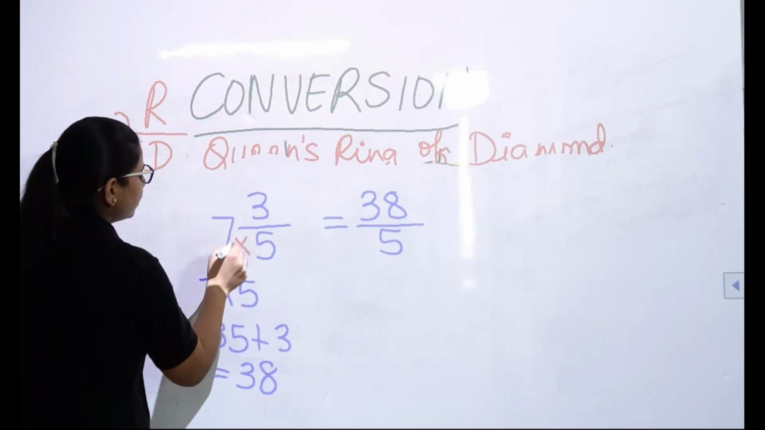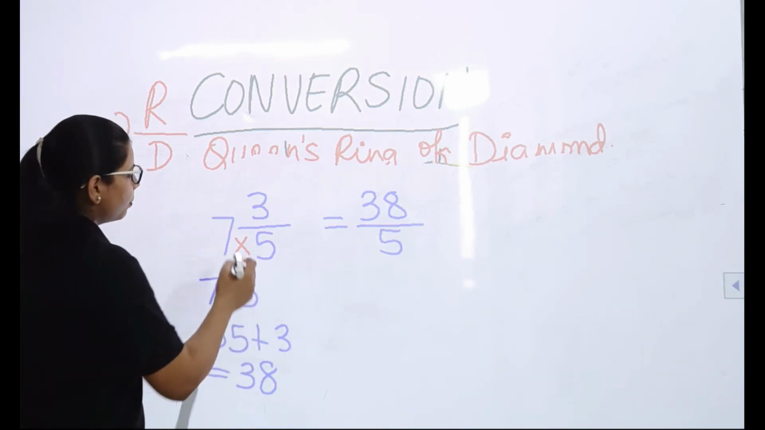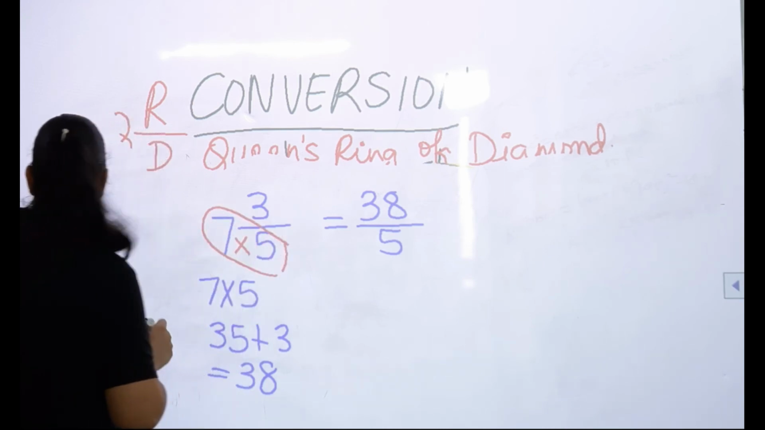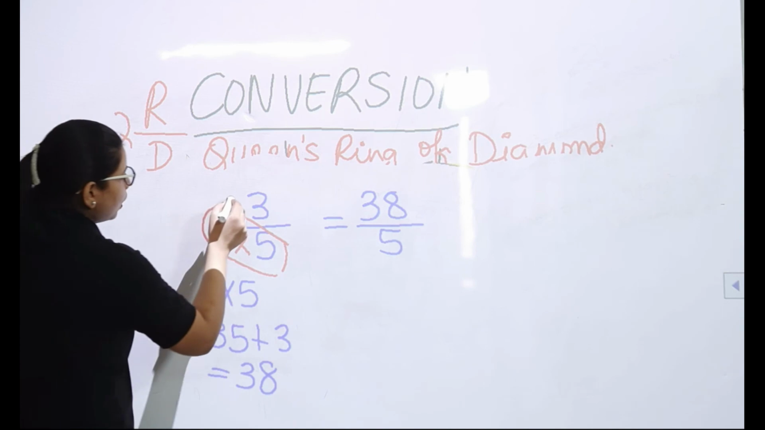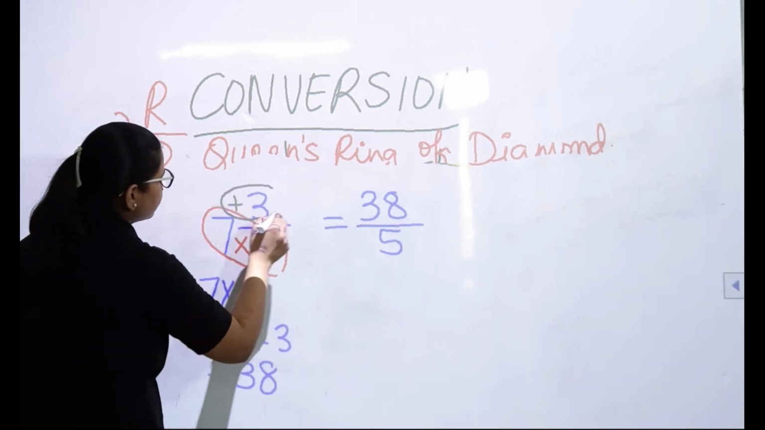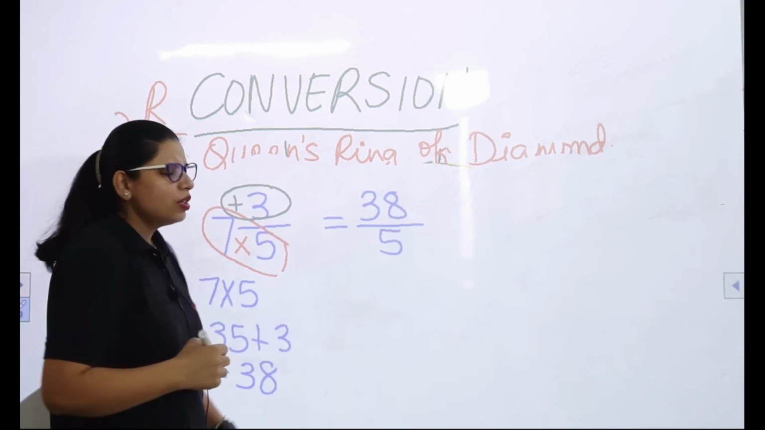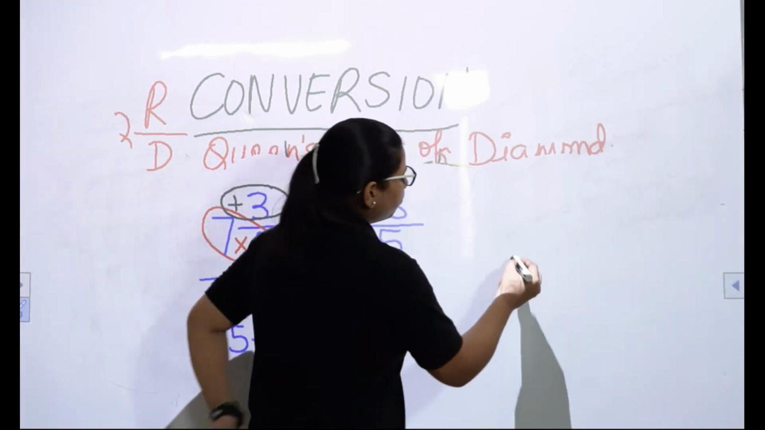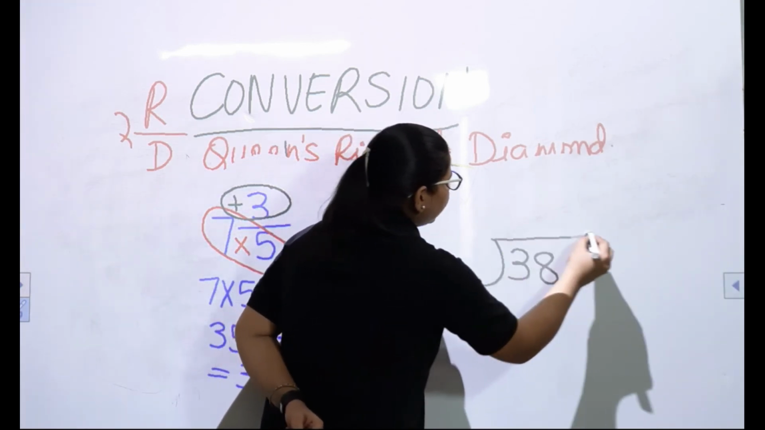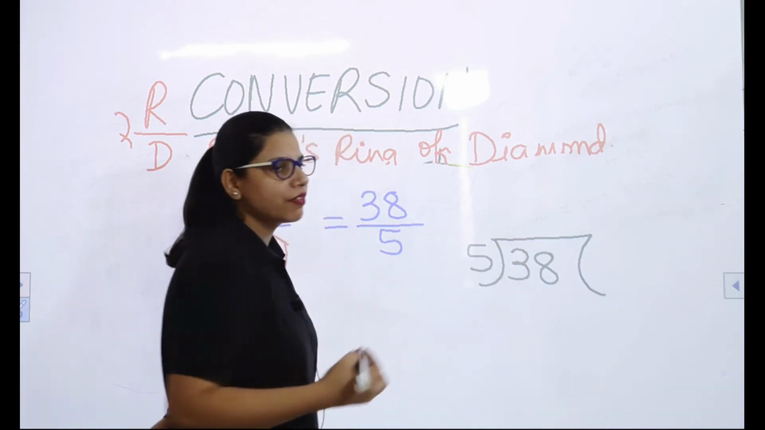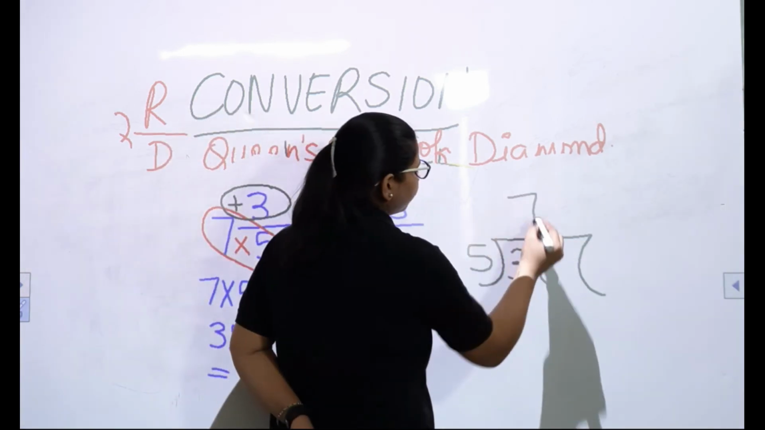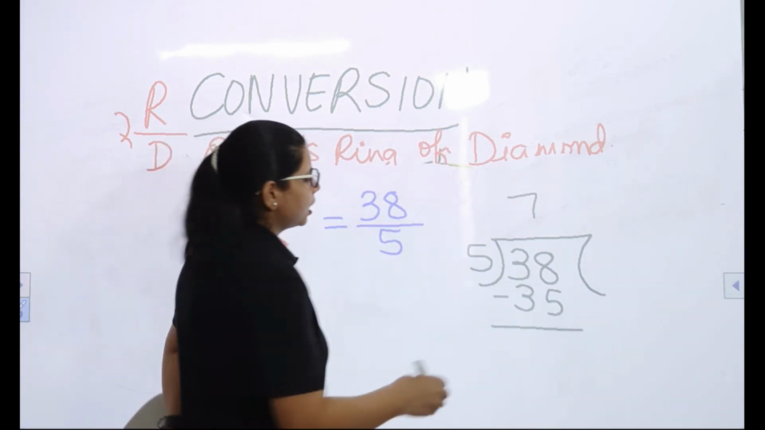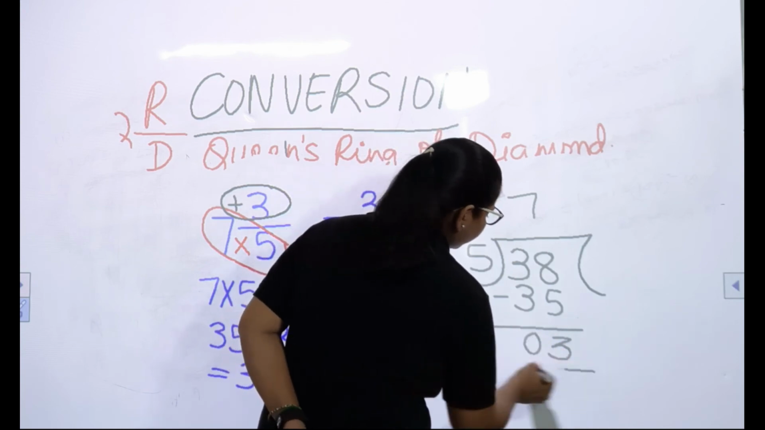When you have to convert a mixed into an improper, इन दोनों को multiply करना है, then whatever the answer you get, after getting the answer, what you need to do? You have to add 3, right? Now, if you feel like I'm not sure whether my answer is correct or not, तो आप divide करके देख लो. Improper को mixed में convert करके देख लेते. 38 divided by 5. 5 6s are 30, 5 7s are 35, 5 8s are 40. 5 7s are 35. Minus 38 minus 35 is 3. And 3 minus 3 is 0.